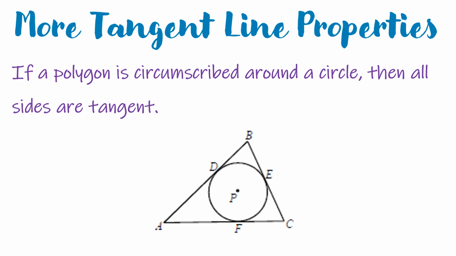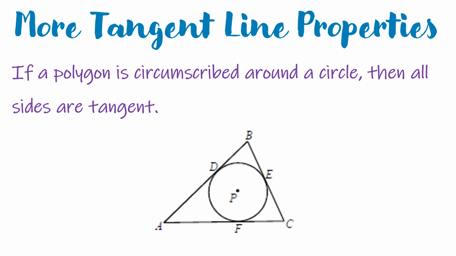So in this picture, triangle ABC is circumscribed around the circle. If that's true, then we know that all of those sides are tangent lines. AB is a tangent line, BC is a tangent line, and AC is a tangent line to the circle because it touches at one specific point.